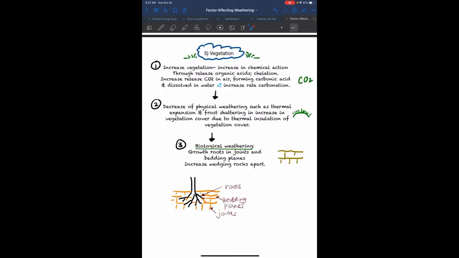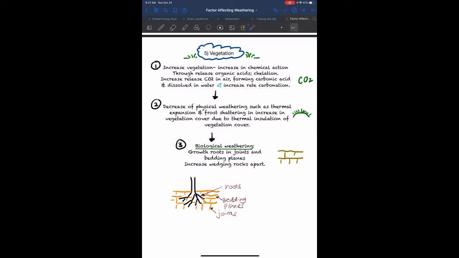Okay, the fifth factor is vegetation. With increased vegetation, there will be an increase in chemical action due to the release of organic acids. This process is called chelation. There is also increased release of carbon dioxide into the air from the vegetation or plants, forming carbonic acid when the carbon dioxide is dissolved in water. This increases the rate of carbonation.